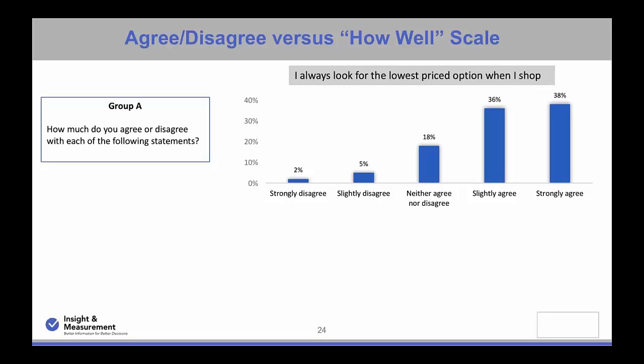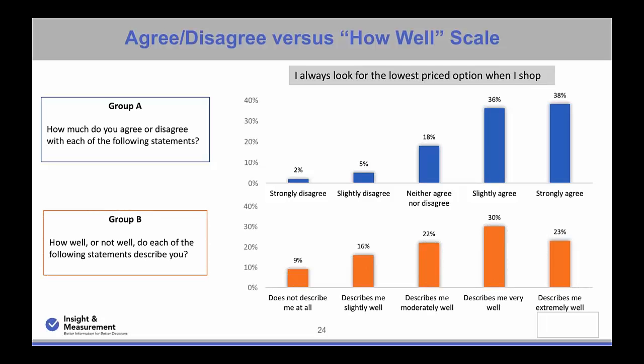Now, what happens when we ask the same question, but we say, how well or not well do each of the following statements describe you? You can see that we get a different distribution on that scale. I tend to use this format instead of agree-disagree, and I also use forced choice.